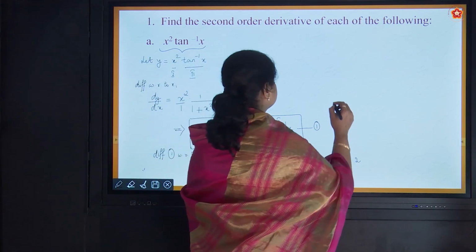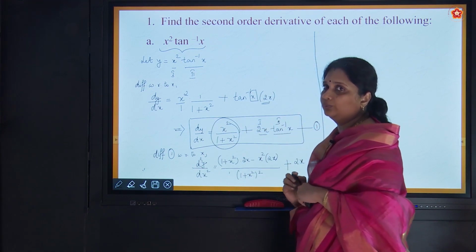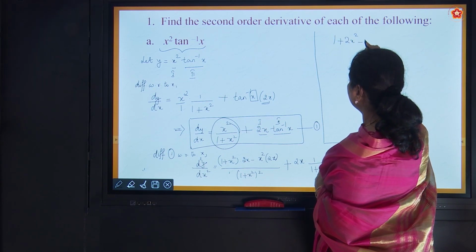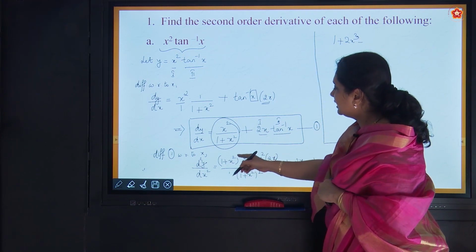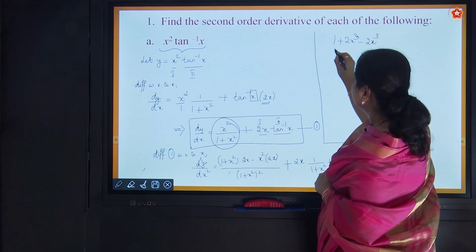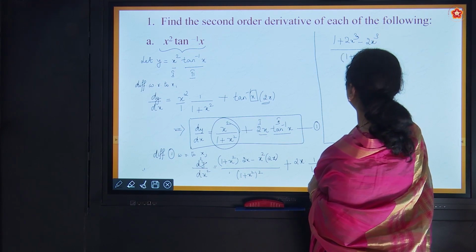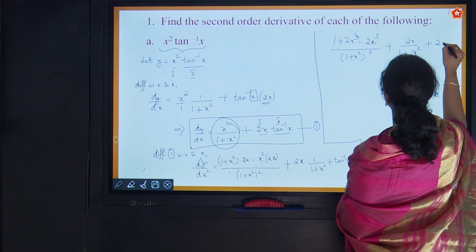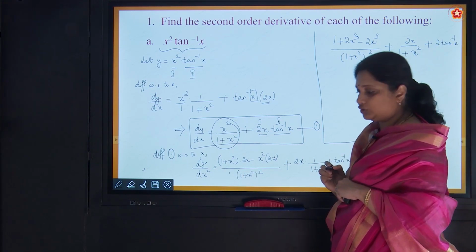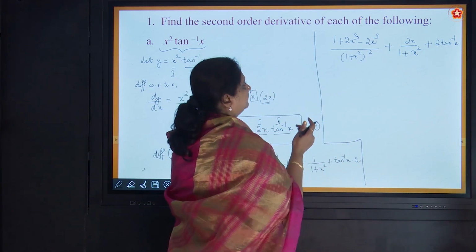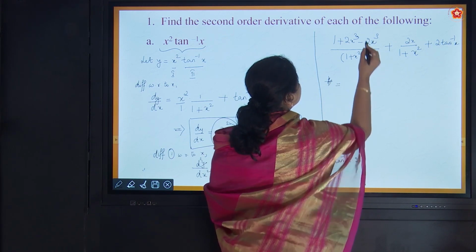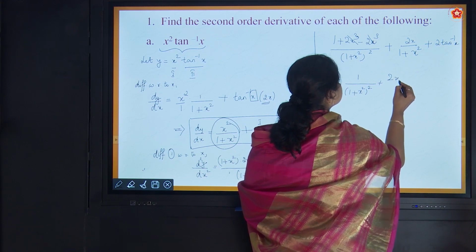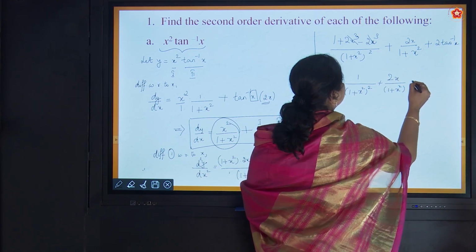So, now how are we going to simplify this? Expressing the answer in the right way matters now. So, we simplify the numerator. I have 1 plus 2x squared, 2x cube, right? X squared into 2x is 2x cube, minus 2x cube again, divided by 1 plus x squared, the whole square, plus, you multiply this, you get 2x by 1 plus x squared, plus 2 tan inverse of x. So, the numerical coefficient takes the priority. It goes as the coefficient there. Now, plus, sorry, this is equal to. Now, these two get cancelled out. So, 1 by 1 plus x square, the whole square, plus 2x by 1 plus x square, plus 2 tan inverse of x.